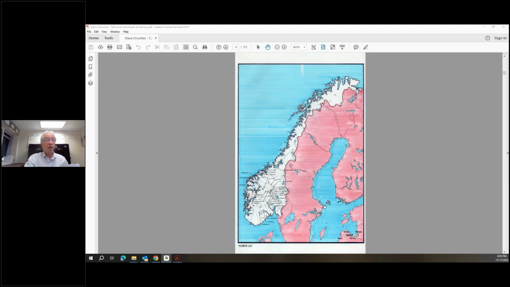All right, so this is the current locations of all the remaining stave churches. There are 28 that still have parts remaining that are medieval. So they're not all medieval. They've changed over time, which is not a bad thing.